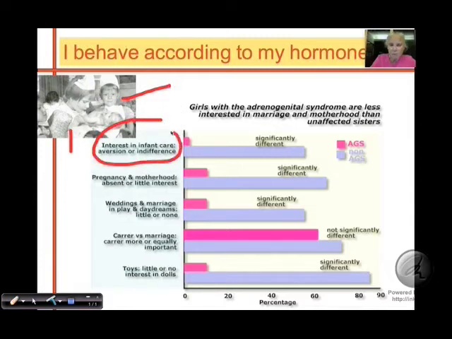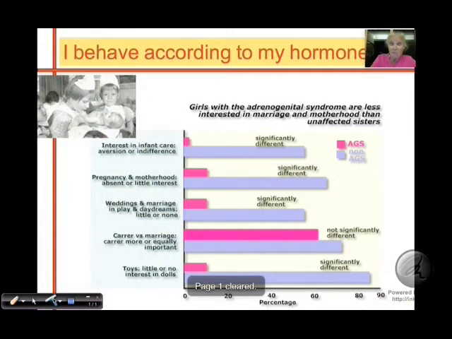Very little interest in child care by those exposed to the excess testosterone. Very little interest in pregnancy and motherhood, weddings and marriage, playing with dolls. Not much difference in careers and marriage. But the other things, very different kinds of behavior. So my biology is my behavior.